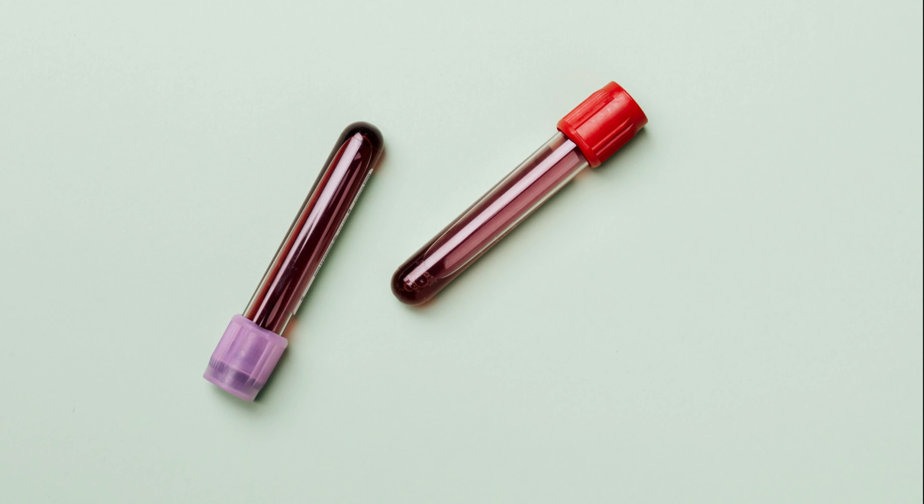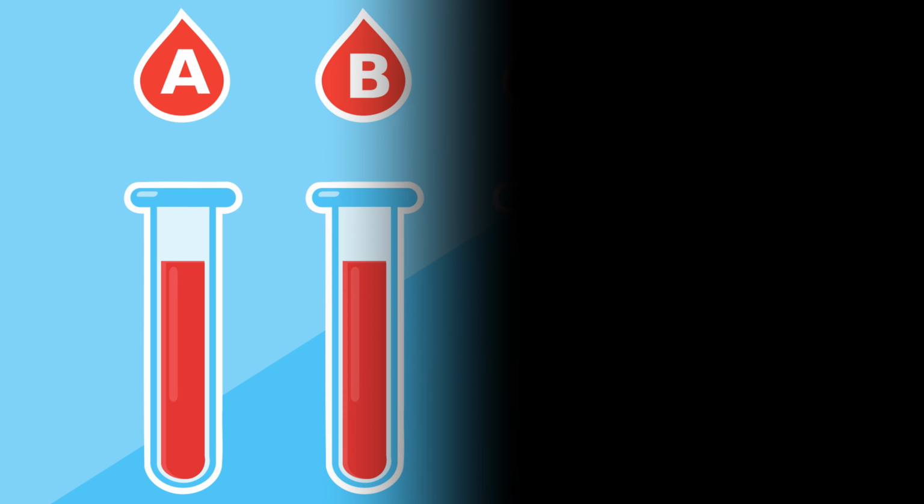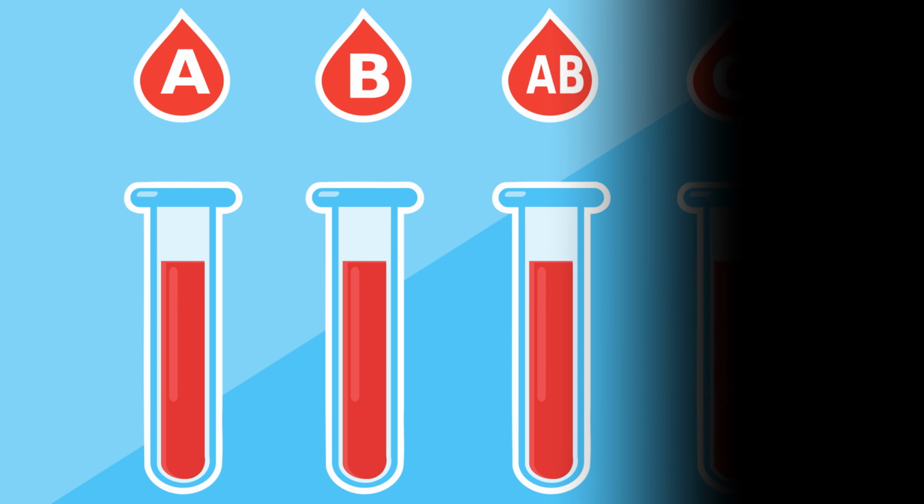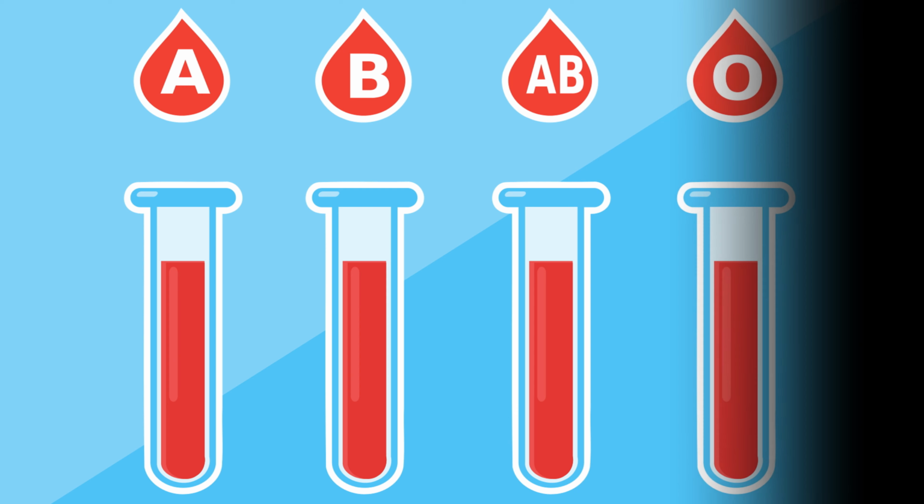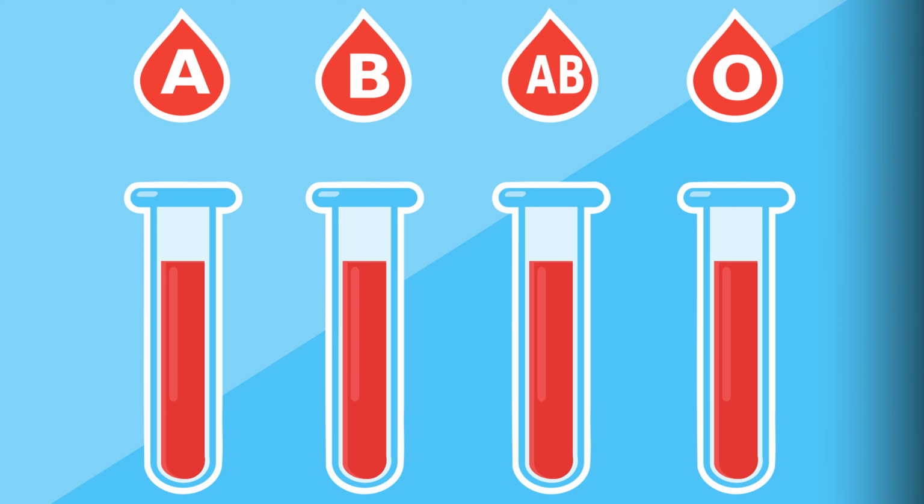The key lies in the antigens present on the surface of our red blood cells. If you have type A blood, for example, your cells have A antigens on their surface. Meanwhile, people with type B blood have B antigens, and those with type AB blood have both A and B antigens. And what about people with type O blood? Well, they don't have any A or B antigens at all.